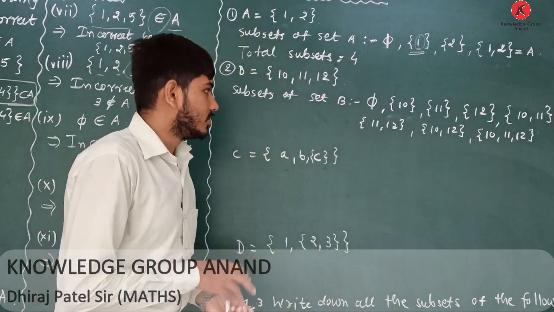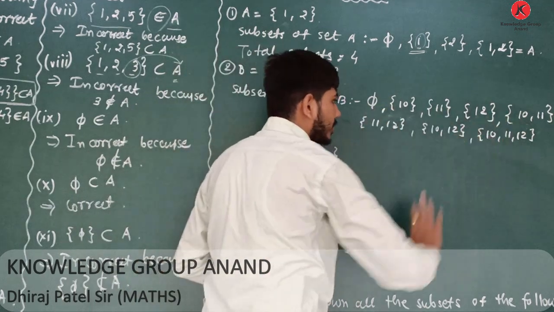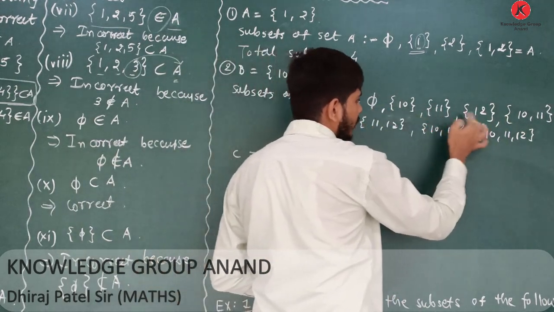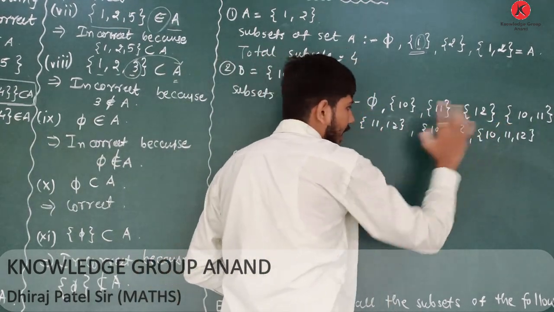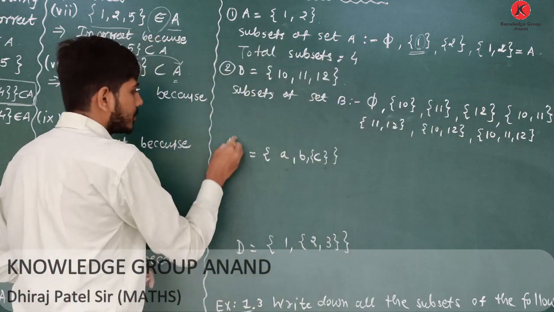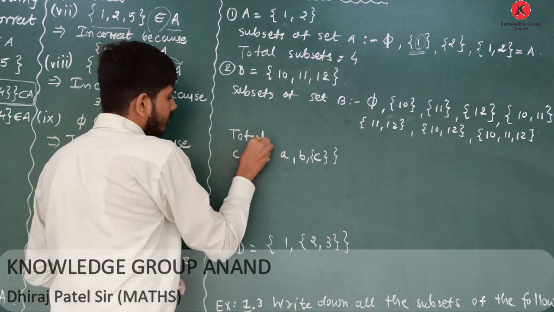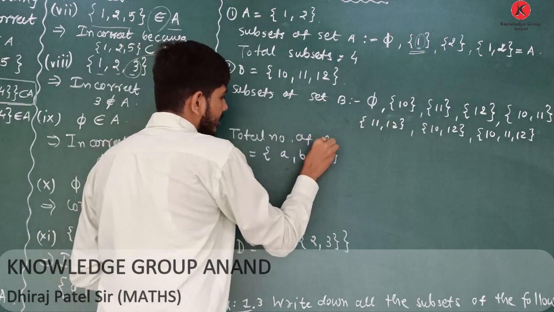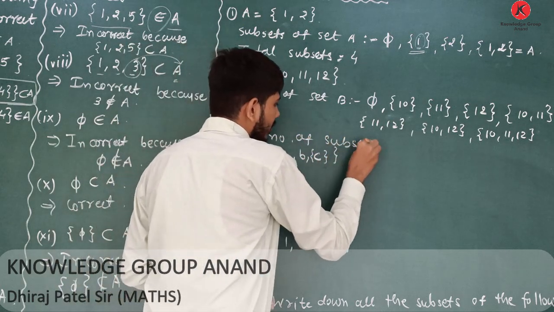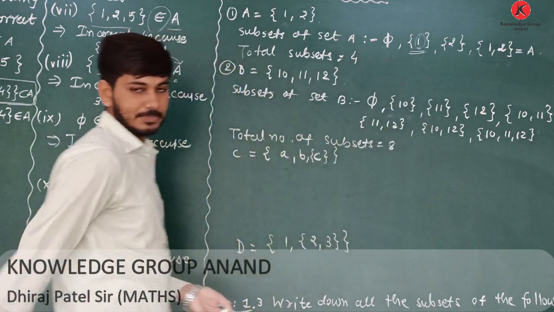Okay, now check it out. Total number of subsets: 1, 2, 3, 4, 5, 6, 7 and 8. How many subsets are there? Here 8 subsets are there.